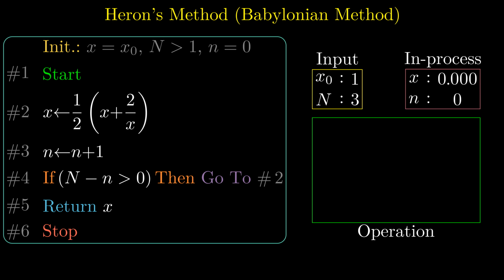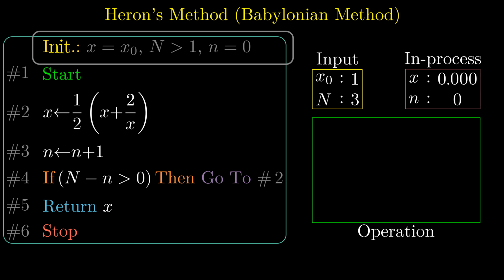As discussed earlier, we initialize our parameters in accordance with the algorithm's requirements. An initial estimate or guess, say x of 0, the maximum number of iterations, and a counter to track how many iterations have been carried out. This counter guarantees the algorithm will stop.